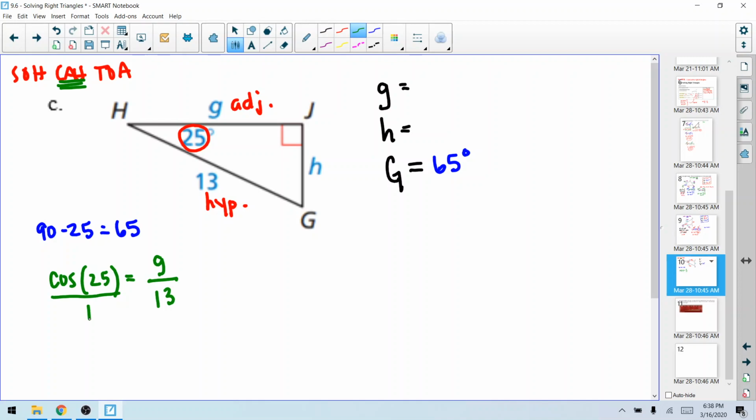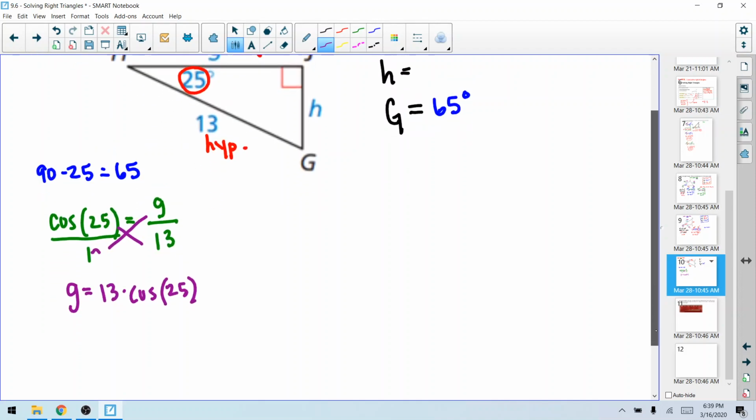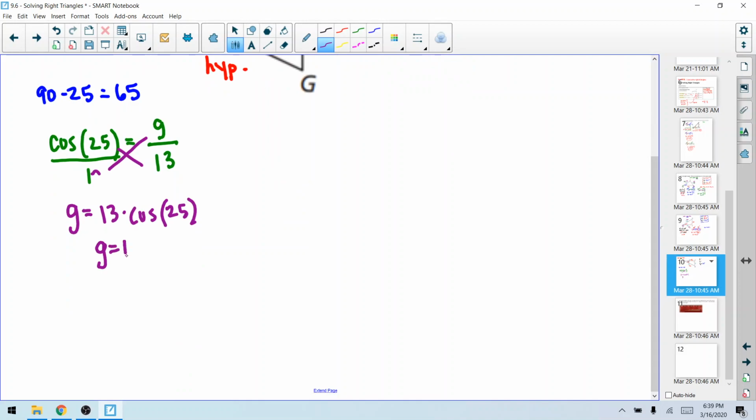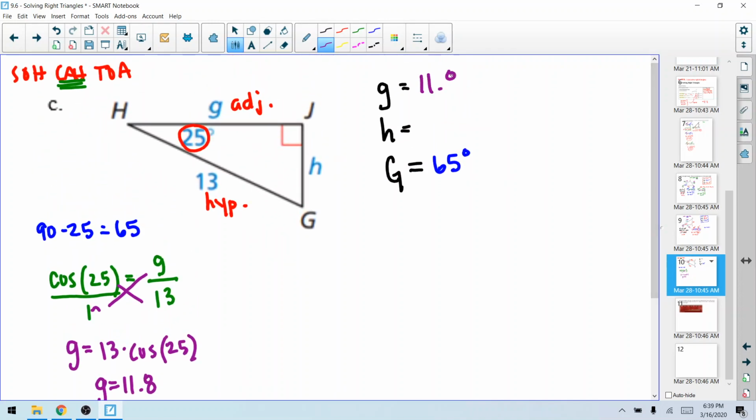So at this point, we're going to revert back to what we've done before. We're going to put this over 1, and we're going to cross multiply. So 1 times G equals 13 times the cosine of 25. At this point, I have the G by itself, so I'm just going to grab my calculator. We're going to type 13 times the cosine of 25, control enter, 11.8. That is a side. Don't put degrees on it. Then I'm going to go back up here, 11.8.